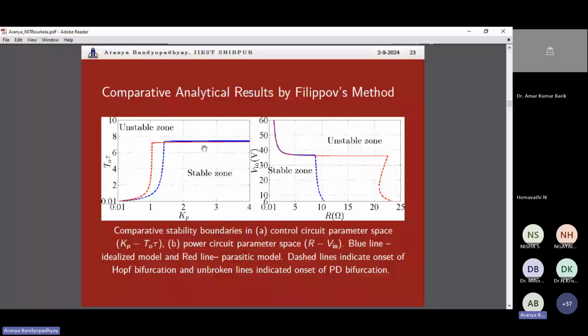And what can you see? Can you see that the onset of instability, fast scale instability or period doubling instability, more or less remains at the same level, but can you also see that due to incorporation of the parasitic element, the onset of instability has been delayed to a great extent? Because the red line indicates the stability boundary obtained through the parasitic modeling.